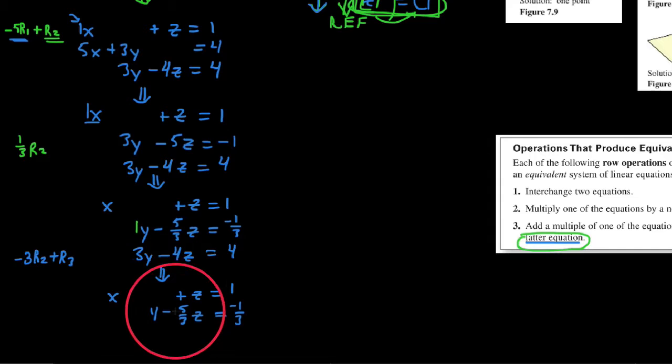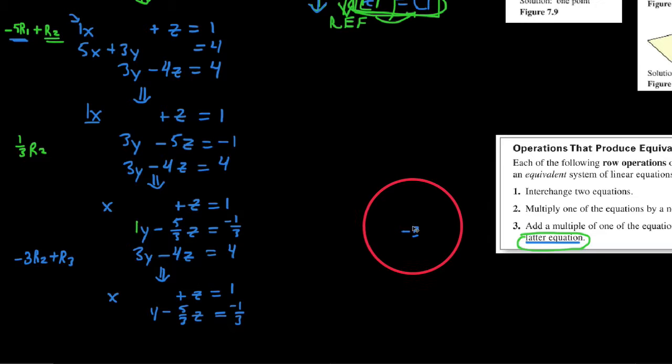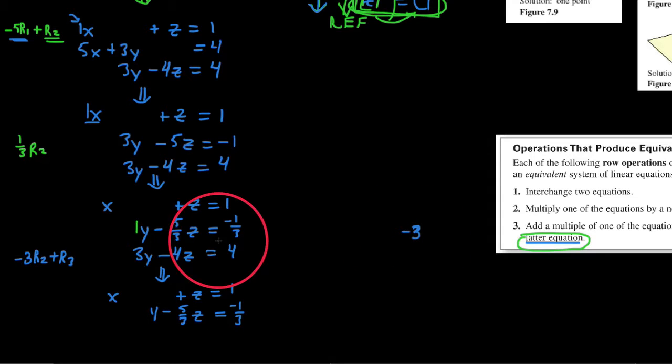And then if we were to add negative 3 times row 2 plus row 3, well, I know that negative 3 times 1y is negative 3y, and negative 3y plus this y here is 0. So we've effectively canceled out the y underneath this. Here's where we're going to have to do some fraction math. Now I have to take negative 3 times this negative 5/3 you see right here, and we're going to add that onto this negative 4.